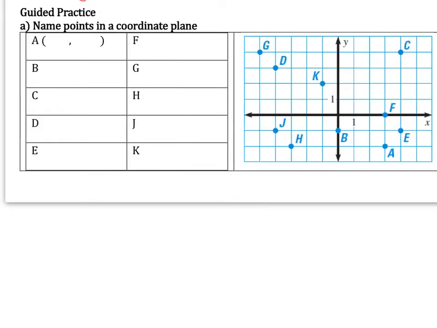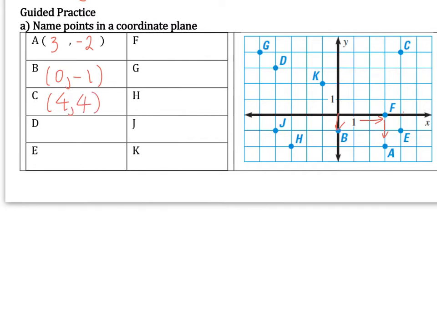Guided practice. Name points in a coordinate plane. To name the point A, we need to first count 3 units to the right and then 2 units down, which makes 3, -2. For B, we would have to count from the origin 1 unit down. So that makes 0, -1. And for C, that would be 4 units to the right and 4 units up. So that would be 4, 4.